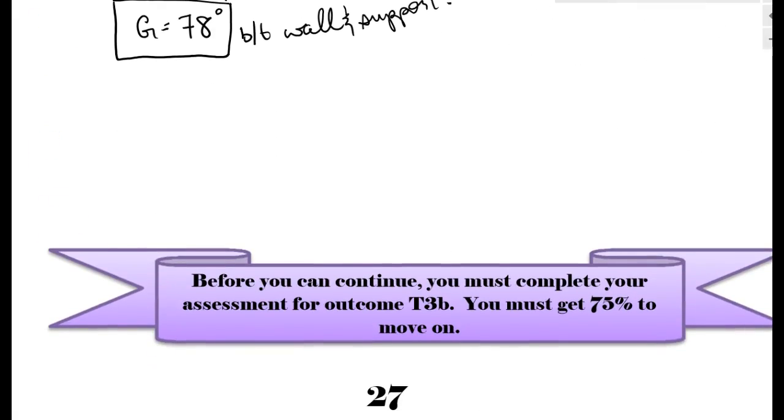So you want to go into your workbooks, you want to do some practice questions, definitely do some practice questions. Definitely make sure you're comfortable manipulating that cosine equation. And then you can do your assessment for T3B, that's cosine law, and you're done this unit. So congratulations, keep working and get to it.